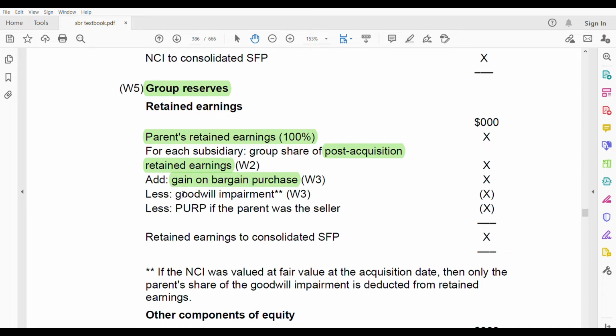Goodwill impairment you have to deduct. There's a goodwill impairment because it's an expense. It will reduce your retained earnings, so you deduct. And this goodwill impairment you have already calculated in working 3. Some things you have already calculated. You see, these things are previously calculated. You just have to bring them forward here.